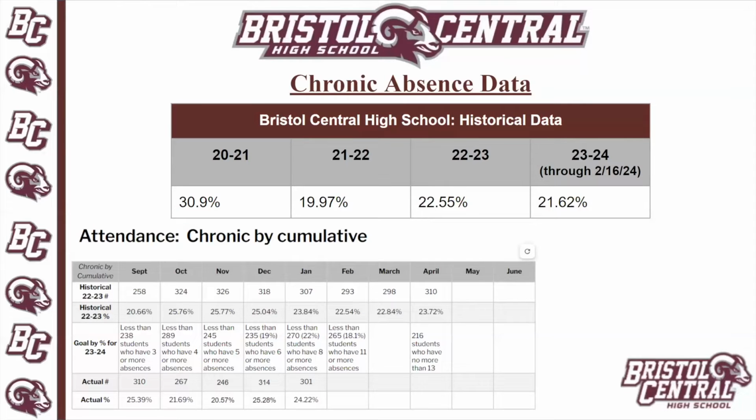But when I look at a school our size, I realize that's 230, 240, 250 kids who still are missing 10% or more. So, the calling is there. We have to remain driven and motivated to make sure that we are putting the proper interventions in place for students who are struggling to get here as often as we would like to see them.